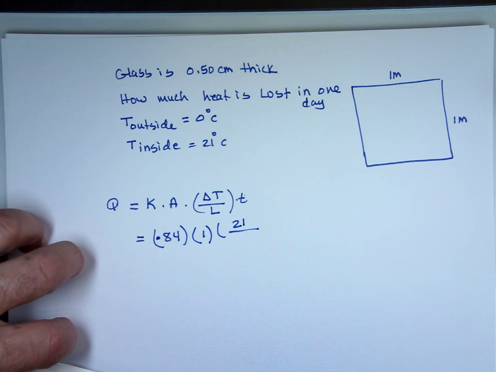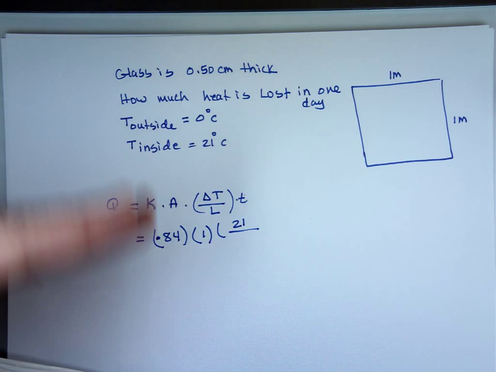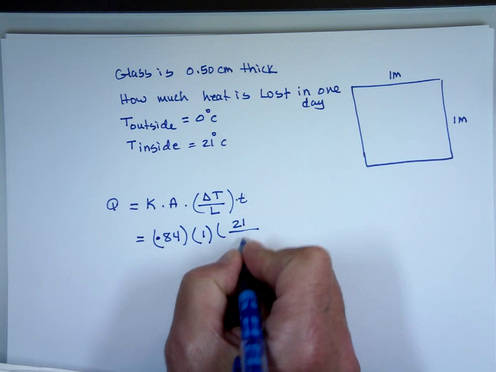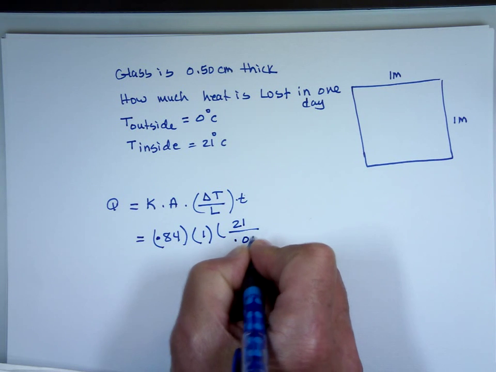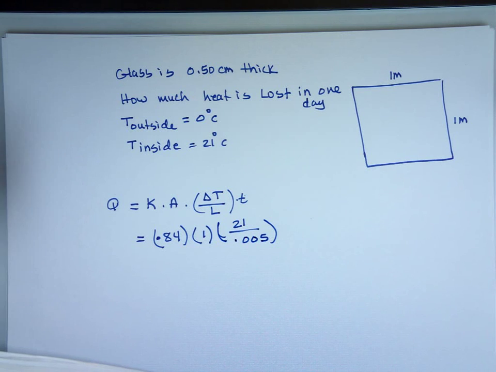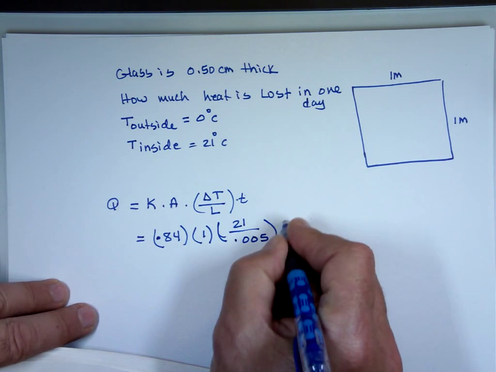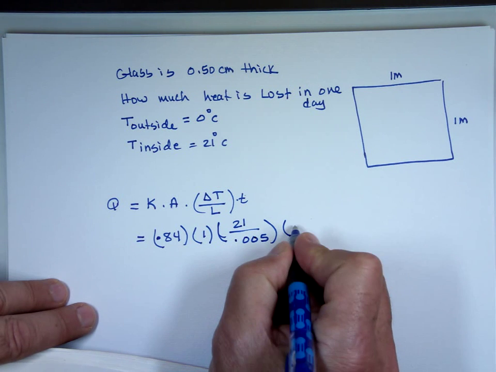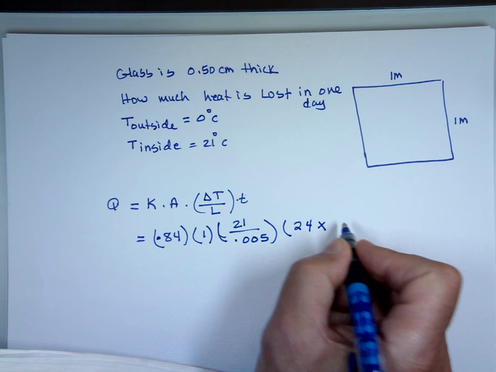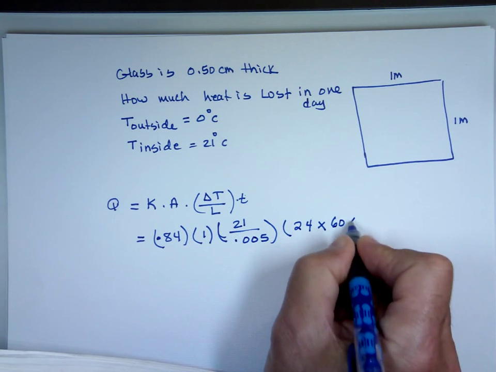What's the length of the glass? Because you get a picture of the glass. The heat is going through that glass there. As the heat transfers, the glass has a thickness of 0.5 centimeter, which is what? 0.005 meters. And how long? 1 day. Well, how many seconds in 1 day? The 1 day has how many hours? 24. Each hour has how many minutes? 60. Each minute has how many seconds? 60.